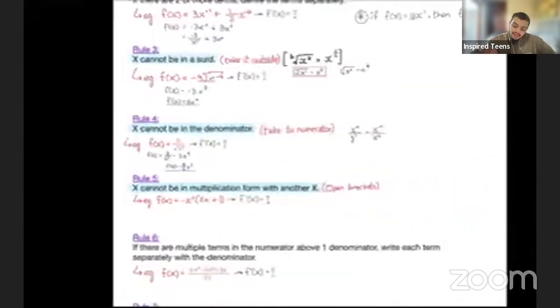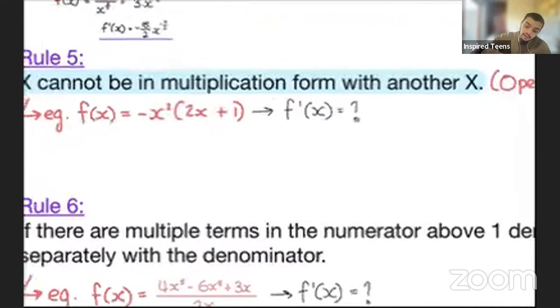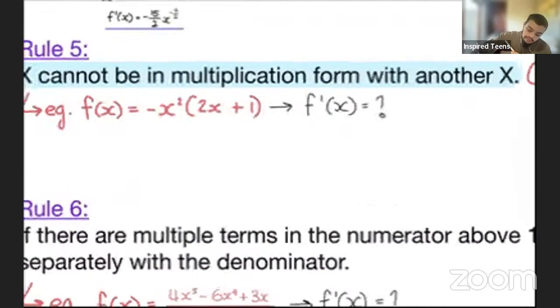Let's look at the final differentiation rule. Rule number 5: x cannot be in multiplication form with another x. So what do you have to do? You have to open up the brackets. In this case, f of x is equal to negative x squared multiplied by 2x plus 1. Do you see this multiplication form? We do not want that. We always open up and simplify the brackets.